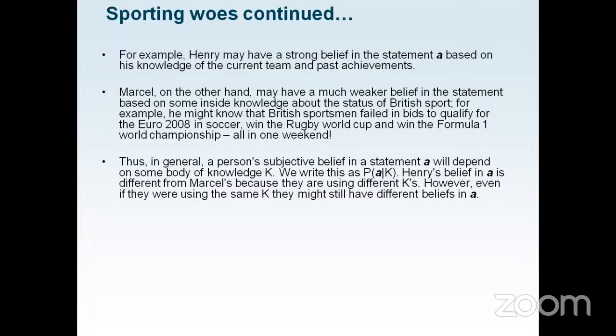Thus, in general, a person's subjective belief in a statement A will depend on some body of knowledge K. Hence, we write this as P(A|K), A being the statement and K the event. Henry's belief in A is different from Marshall's because they are using different Ks, that is, different beliefs or statements. However, even if they are using the same K, they might still have different beliefs in A.